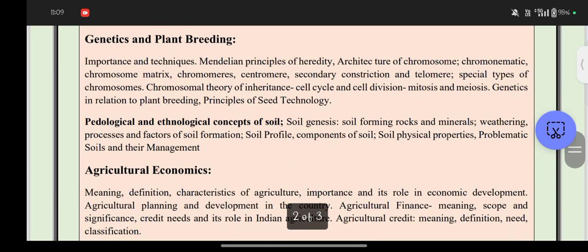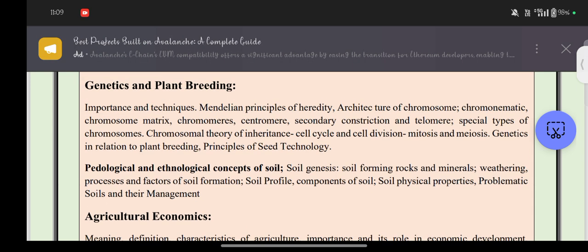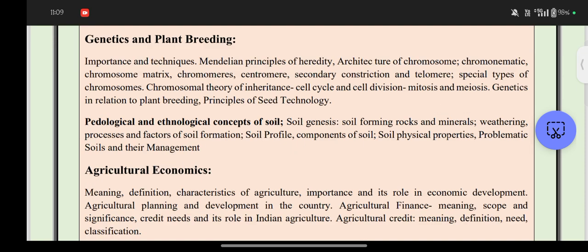Next is genetics and plant breeding. In this, importance and techniques of genetics and plant breeding, Mendelian principles of heredity, architecture of chromosomes, chromonema, chromosome matrix, chromomere, centromere, secondary constriction and telomere, special types of chromosomes, chromosomal theory of inheritance, cell cycle and cell division, mitosis and meiosis, genetics in relation to plant breeding, and principles of seed technology.